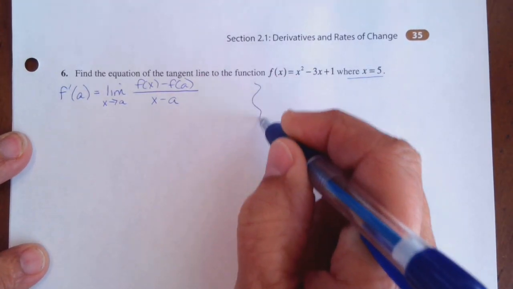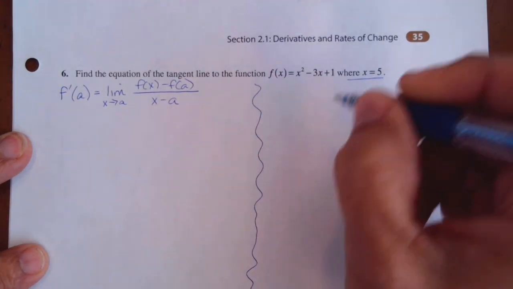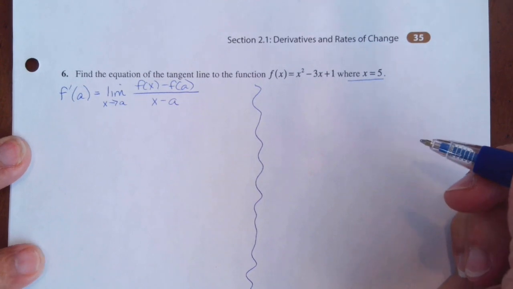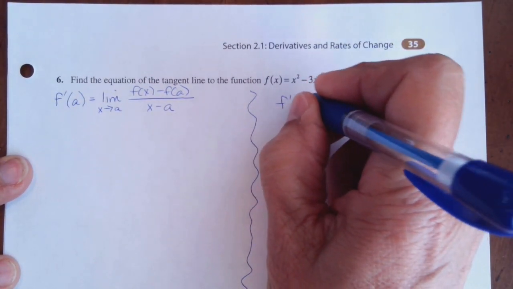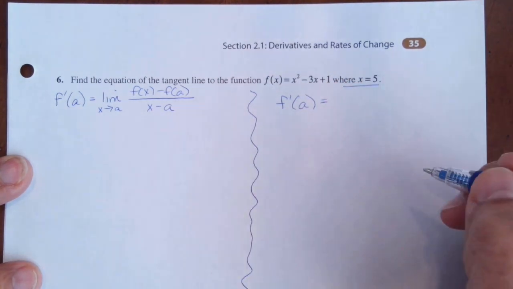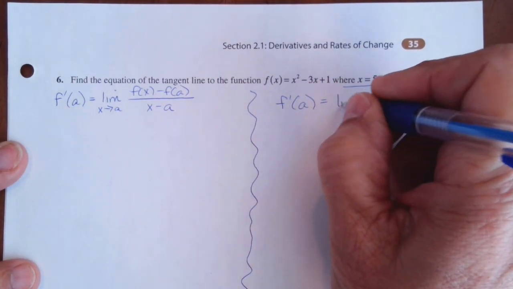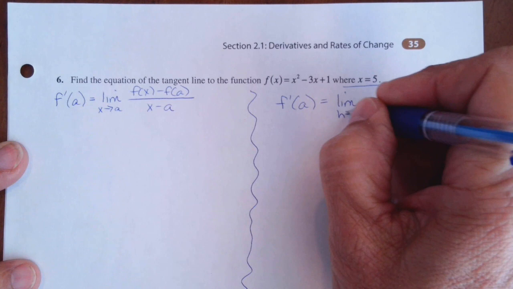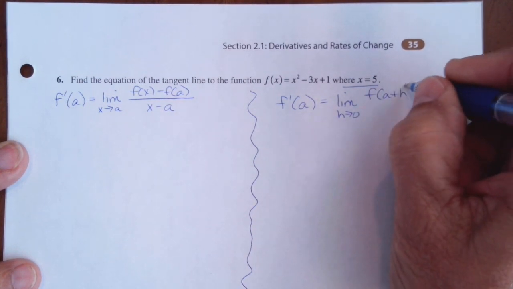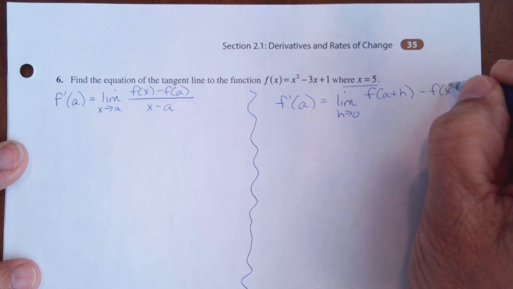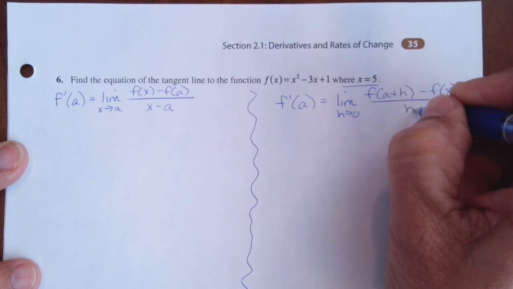Okay, and I'm going to draw a line down here. And then we also have the derivative at a specific point using that difference quotient. The limit as h approaches 0 of f of a plus h minus f of a over h. Okay?